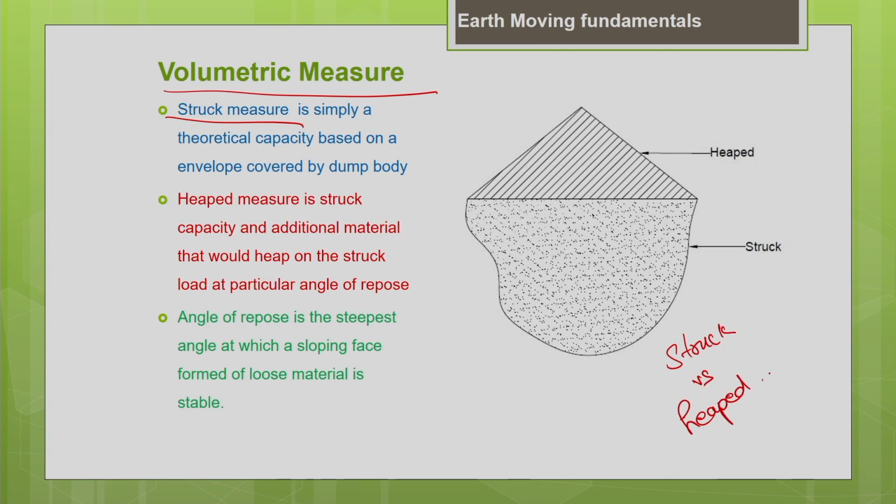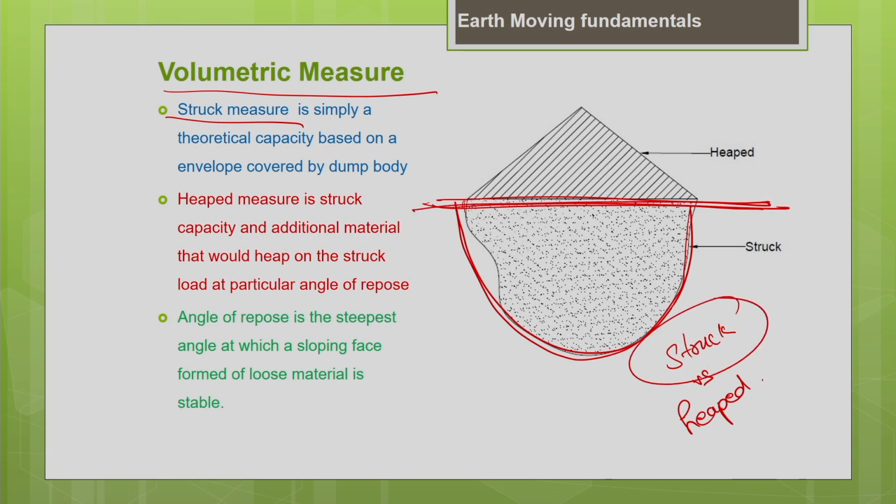Strut means you strike off and measure the actual volume occupied by the bucket. That is your strut capacity. You strike it level, level the surface, and measure the capacity. It is nothing but the theoretical capacity based on the envelope covered by any structure, any dump body or anything. So it is a theoretical capacity. In the practical scenario, when we load any bucket or when we load the truck, we never strike it level and then measure.